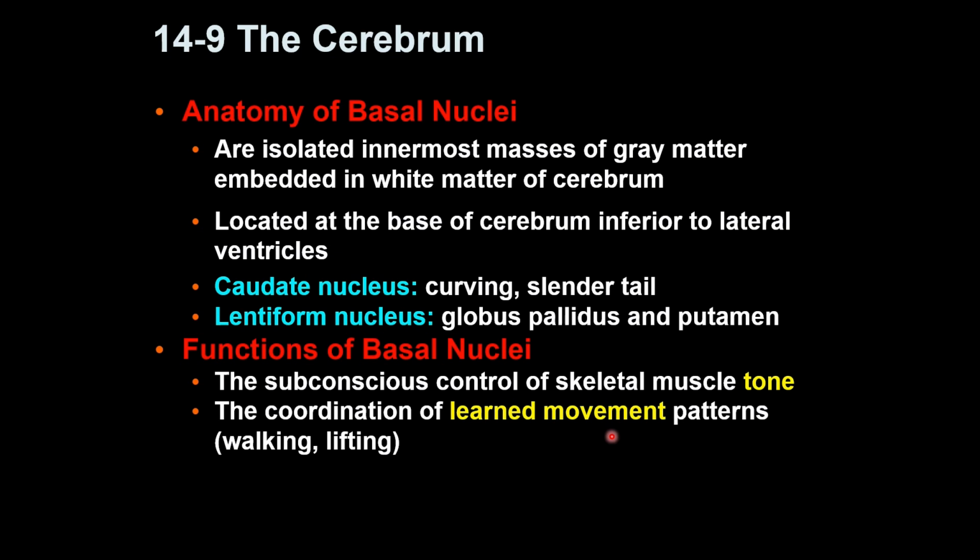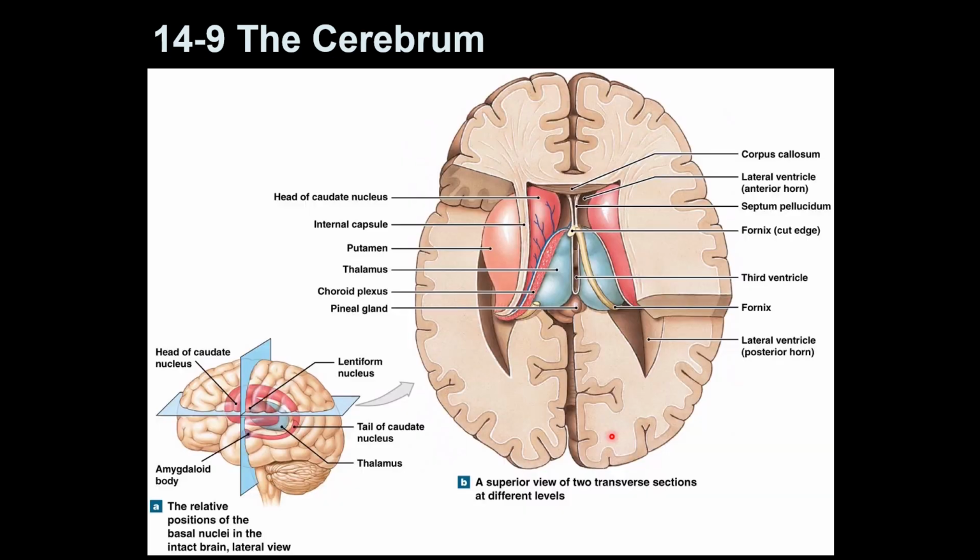Okay, so there are two ways to show the basal nuclei. One is a transverse section. So this is a transverse section. You can see the cortex of the brain here, the gray area, and this is the white area, and then you can see the basal nuclei. This is the caudate nucleus, and this is a little lateral, and this is the lateral ventricles, and they are separated from each other by the septum pellucidum.